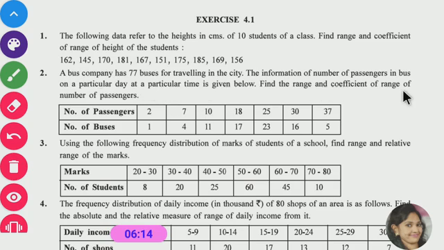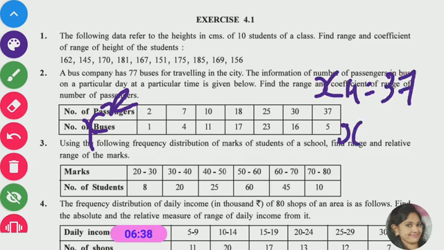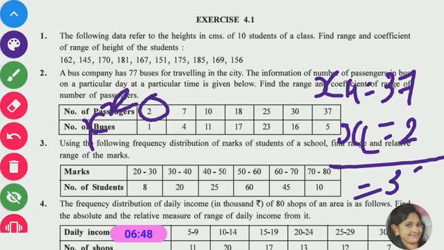Find the range and coefficient of range of number of passengers. The number of passengers and number of buses are given. Number of passengers is X and number of buses is Y; this is the F column. The maximum XH in this sum is 37 and XL, the lowest observation, is 2. So what is the range? XH minus XL is equal to 35.